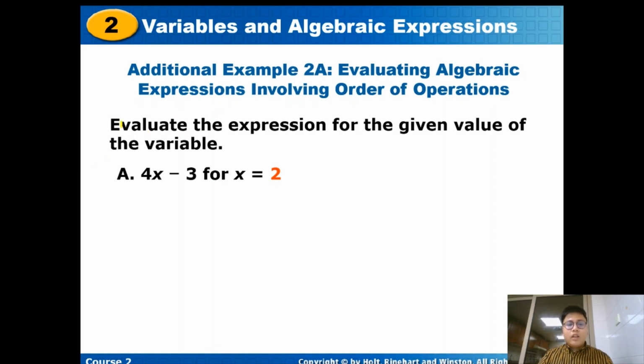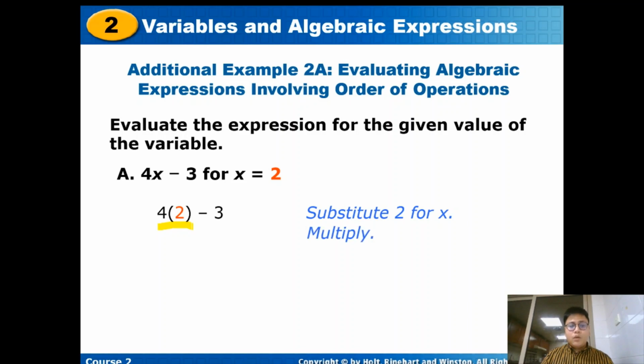Okay, additional example. Evaluate the expression for the given value of the variable. So we already have here 4x minus 3, where x is equal to 2. What you're going to do first is to substitute 2 for x. So 4 times 2 minus 3. Now what operation is this? It's multiplication. So multiply 4 times 2, which gives you 8 minus 3. Subtract, so the answer is 5.